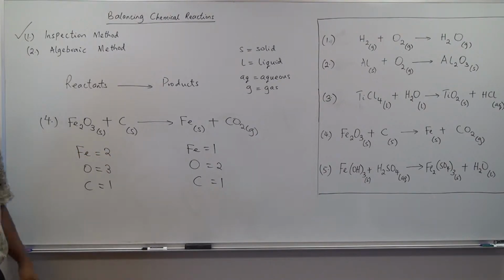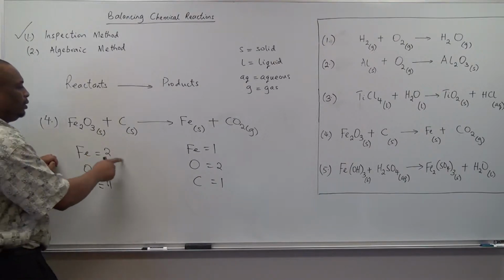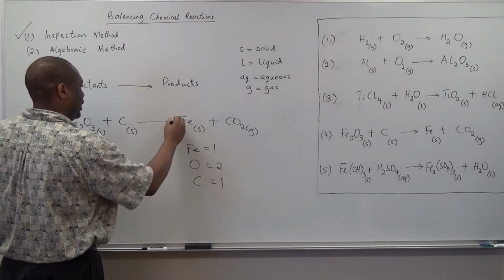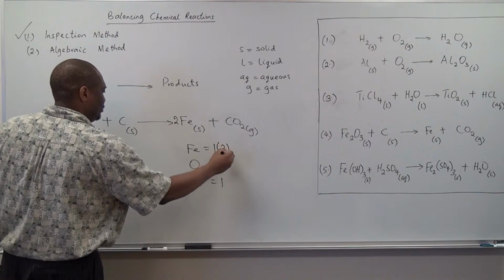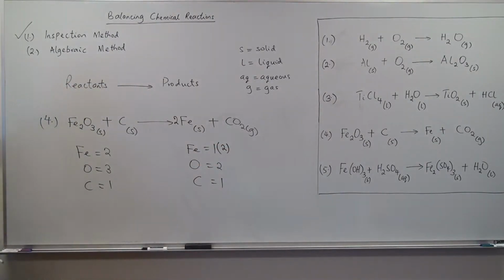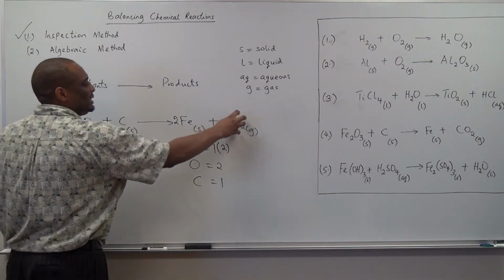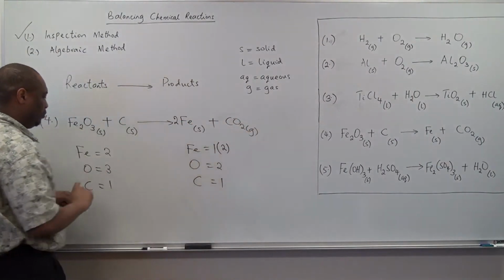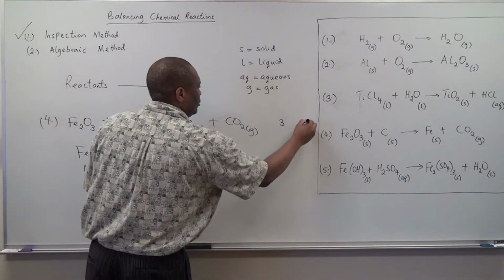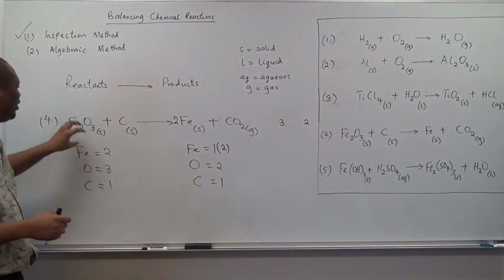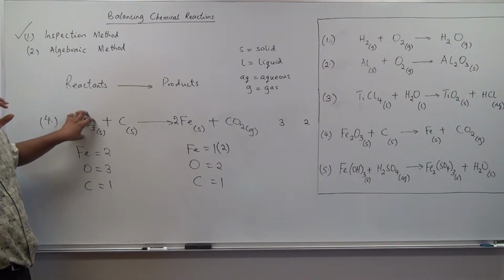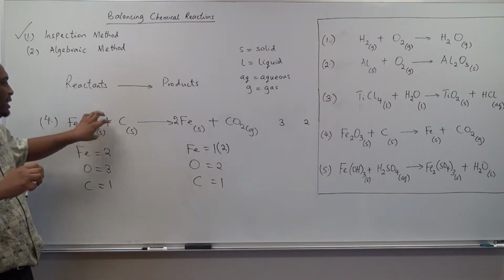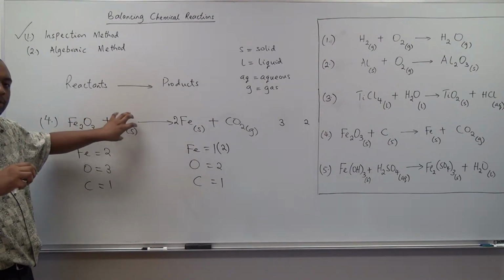2, 1, 3, 2. 2, 1 is easier to balance than 3, 2. So we go ahead and put 2 here. That balances the iron to be 2. Now we are stuck with oxygen. In this case also, oxygen is distinct. There is no other element containing oxygen. Okay, we have 3, 2. And we see that oxygen is distinct, like it's in only one element, there is not another element containing oxygen.